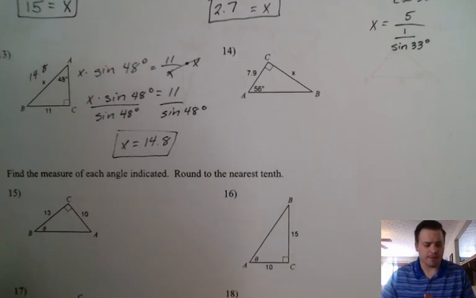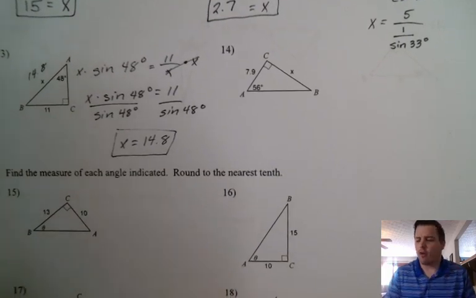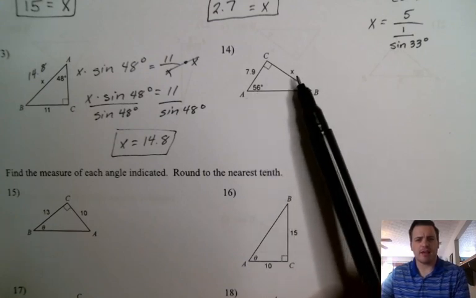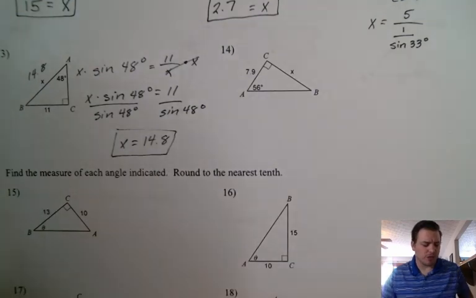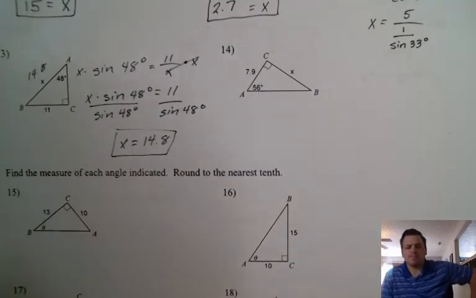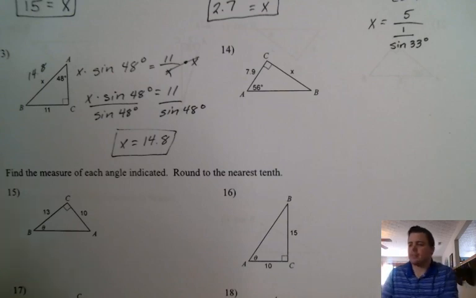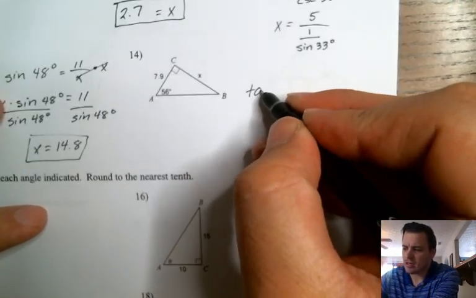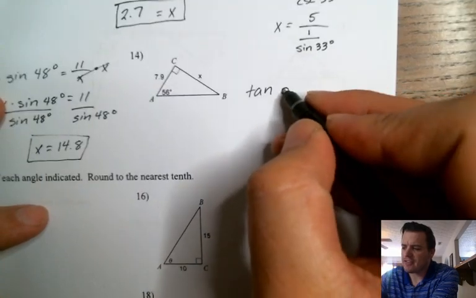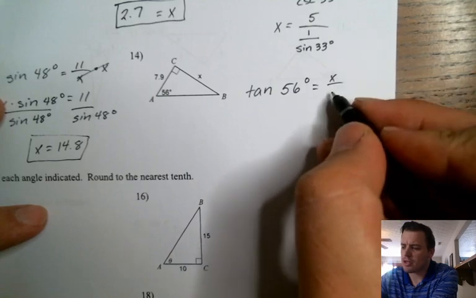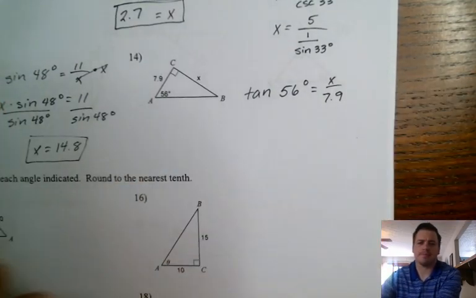So, 14. What would I use on 14? What trig function? I got 56. I got this x and that 7.9. What trig function would I use for number 14? Good, good. Maddie, tangent. So tangent of 56 degrees is equal to opposite over adjacent, 7.9.